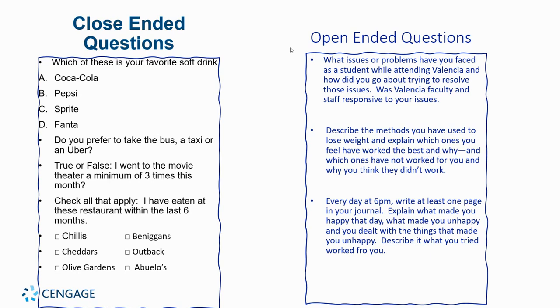True or false questions are closed ended. True or false, I went to the movie theater a minimum of 3 times this month. Well, maybe you went to the movie theater 3 times last month or the month before that, but not this month. Well, you can only answer yes or no based on this month. And so you would write false here, even though the last 2 months you totally went more than 3 times.